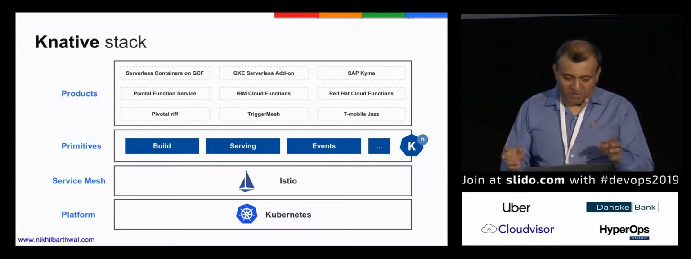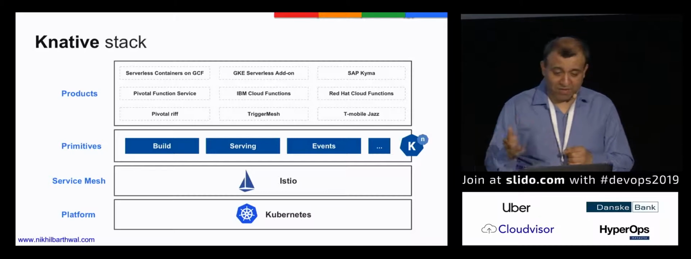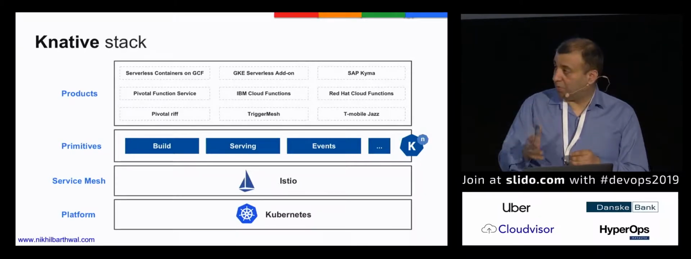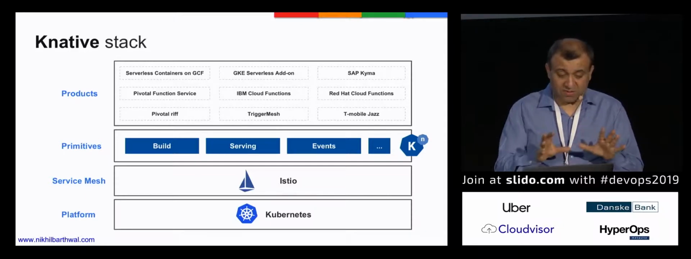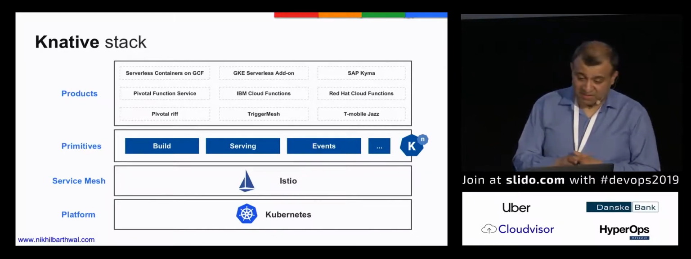And on top of it, these are the extra platforms that are actually built on top. You have SAP, Kyma, and Pivotal Riff, and a whole bunch of others, and you can build your own platform on top of it. So that's how a typical Knative stack would look like. But obviously, you can customize it.